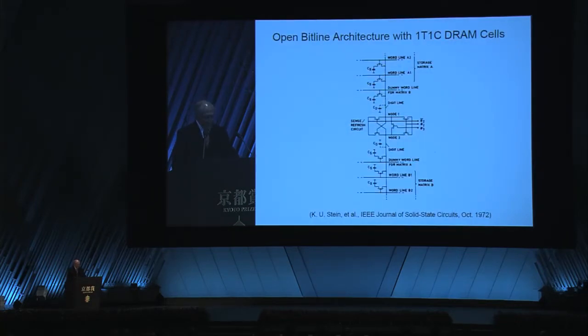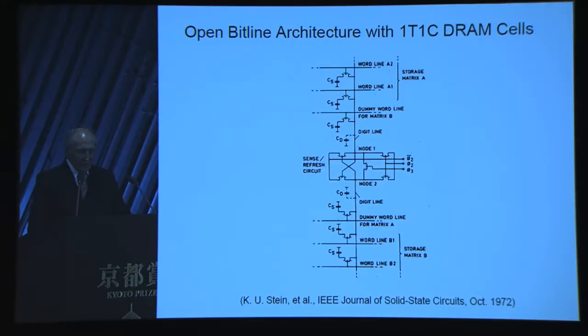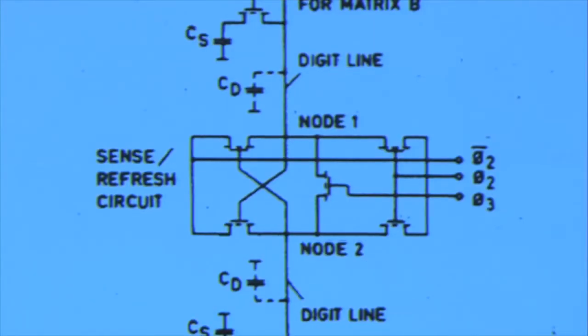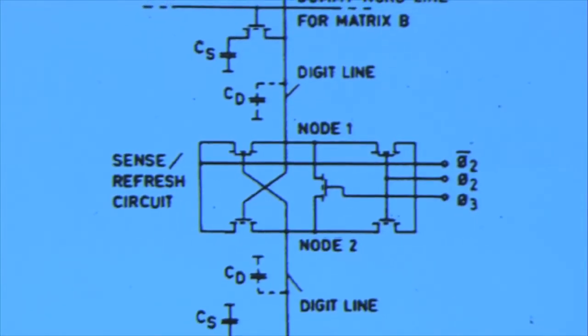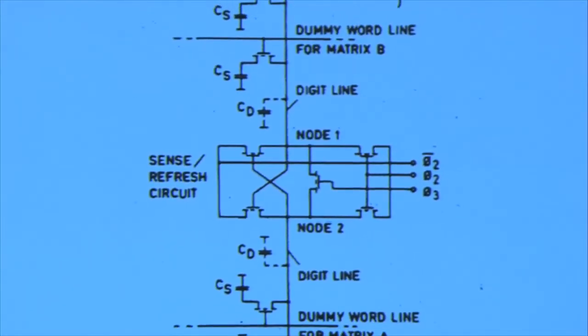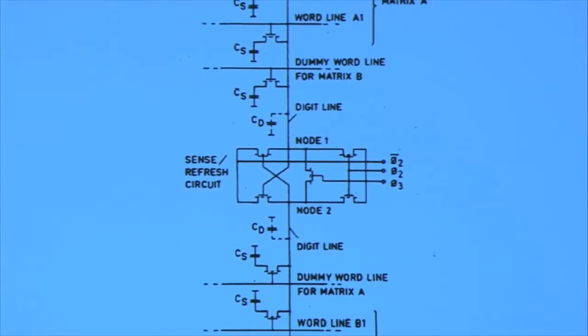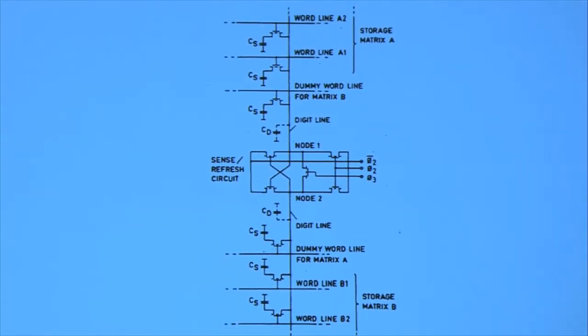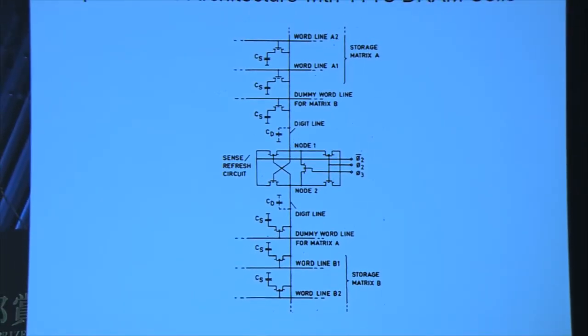This slide shows a paper by Stein and others published in 1972. The sense refresh circuit in the center contains a latch circuit connected to two bit lines on opposite sides of the latch. Both bit lines are connected to a large number of DRAM memory cells. Before each memory access, transistors in the sensing circuit balance the voltage on the two latch nodes and the bit lines connected to them to an intermediate voltage level.